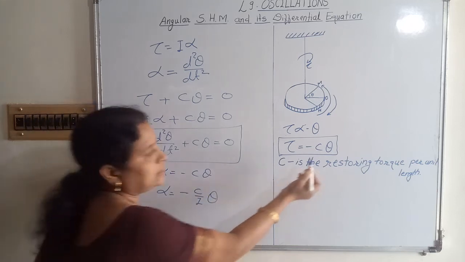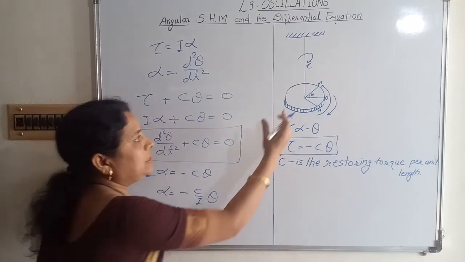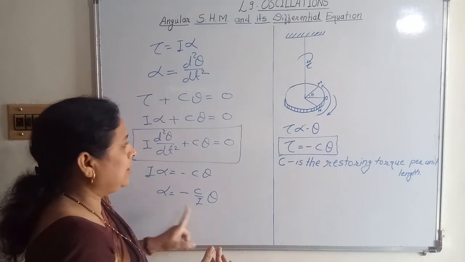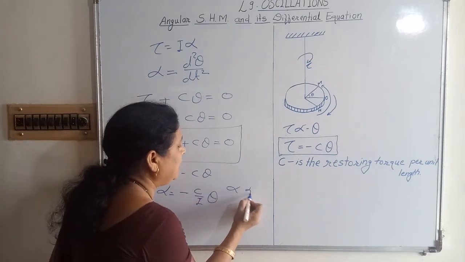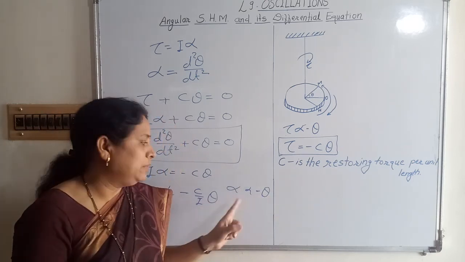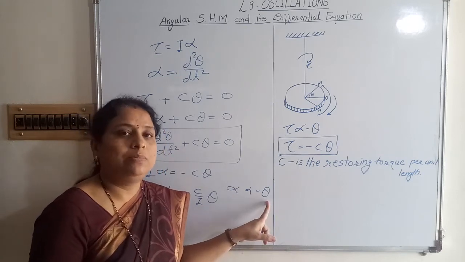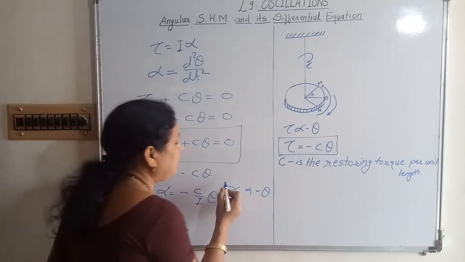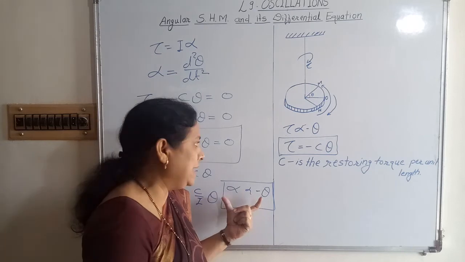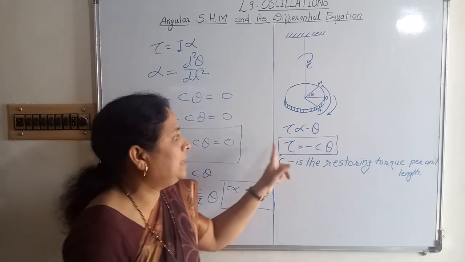Now again c is the restoring torque per unit angular displacement, and I, the moment of inertia of this disc, is constant. So c upon I is constant. So alpha is directly proportional to theta and their directions are opposite to each other. Thus, the angular acceleration is directly proportional to the angular displacement, and the directions are opposite. Again, torque is directly proportional to angular displacement and their directions are opposite.